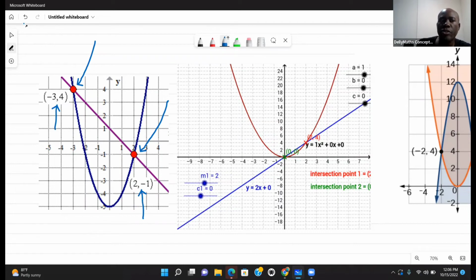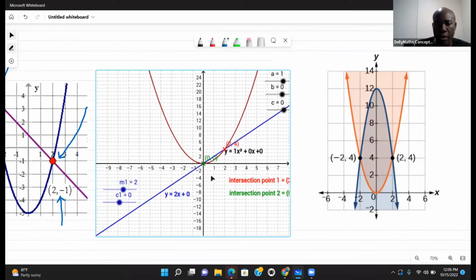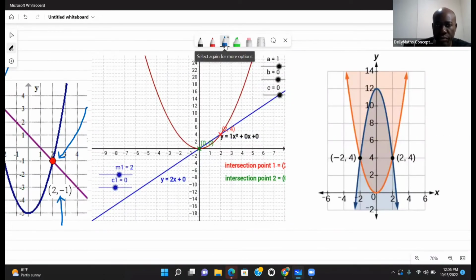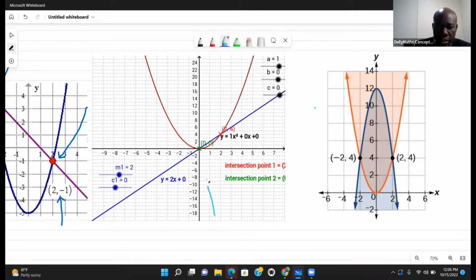Again, if you look at another case that we have here, the blue line crossed the curve. The blue line crossed the curve here, and it also crosses it there. And you would see that that would mean you would have two different answers coming out.